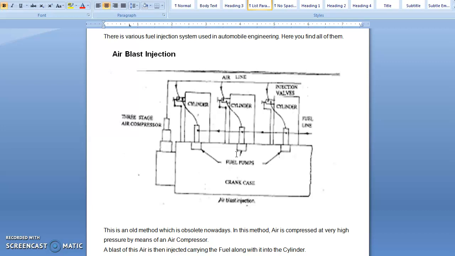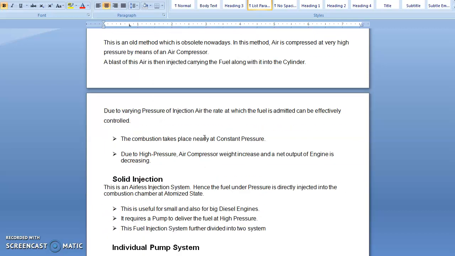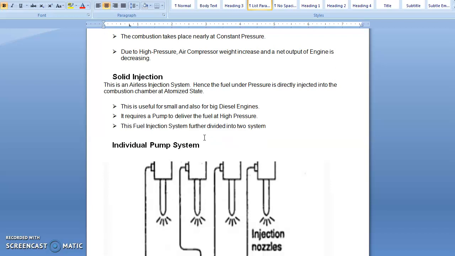The high pressure air requires a multi-stage compressor so as to keep the air bottles charged. The fuel ignites by the high temperature of the air caused by high compression. The compressor consumes about 10% of the power developed by the engine, decreasing the net output of the engine. This method of fuel injection is very expensive and also complicated. So here we have discussed the air blast injection.